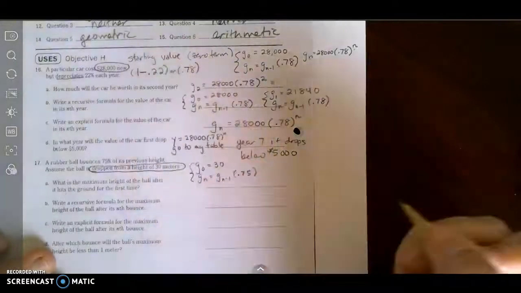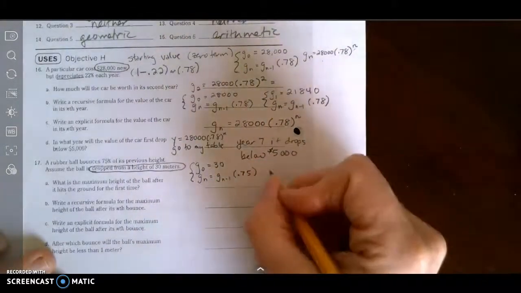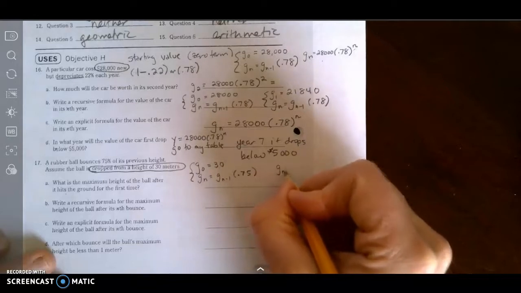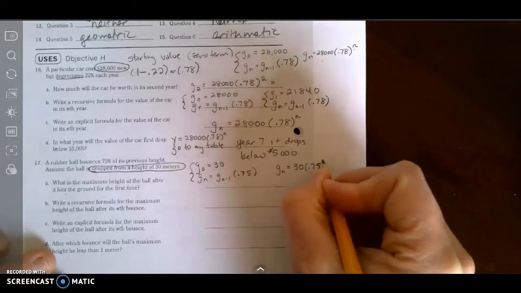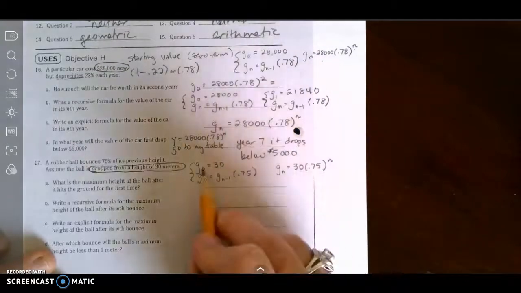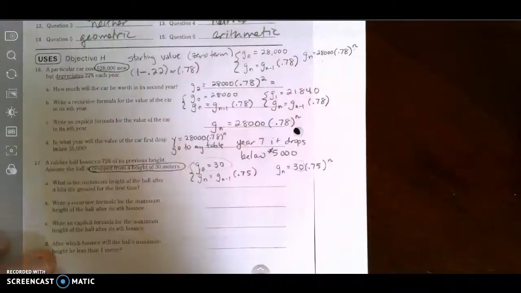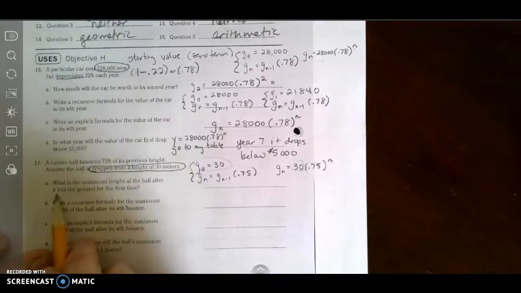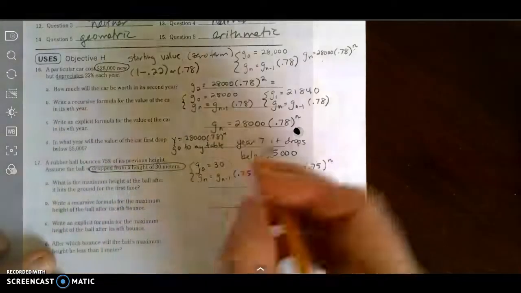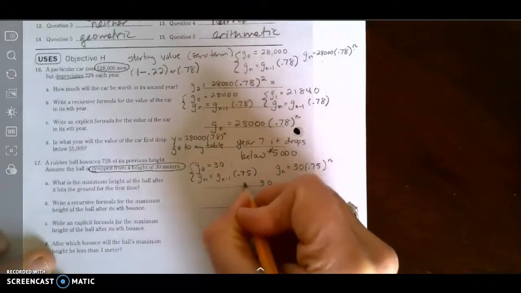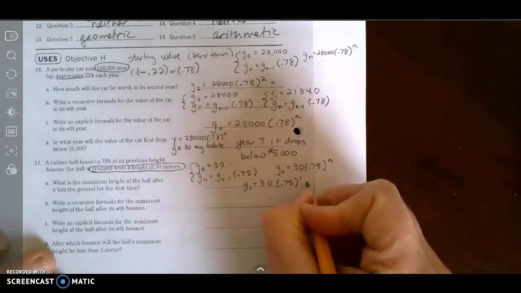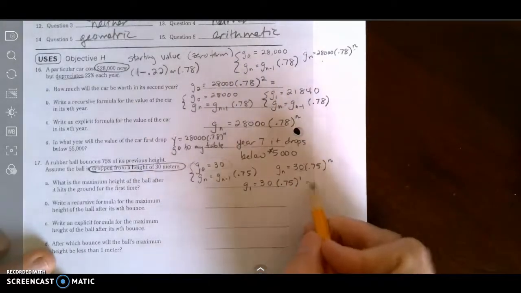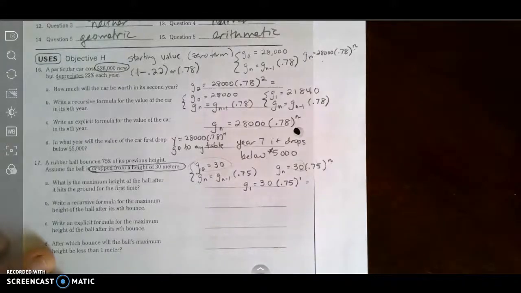That is a recursive formula. If I wanted to write it explicitly, it would be g sub n equals 30 times 0.75 to the n. But notice, since this is the 0 term, this is to the n. What is the maximum height of the ball as it hits the ground for the first time? So that would be 30. So g sub 1 equals 30 times 0.75 to the first power. And I'm going to put that in my calculator, and I'll let you guys do that yourself.